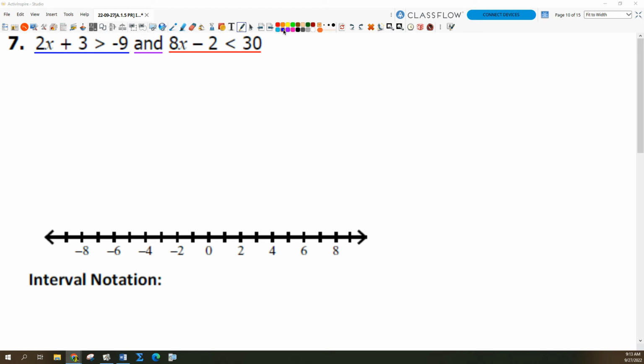Everybody agree? Do a little mental math. What am I going to end up with if I do those things? X is greater than negative 6. Give me thumbs. Everybody agree? Okay? And there's my "and" symbol.